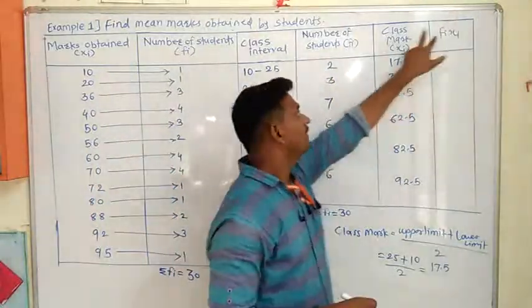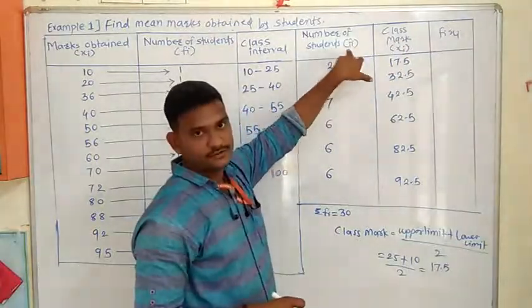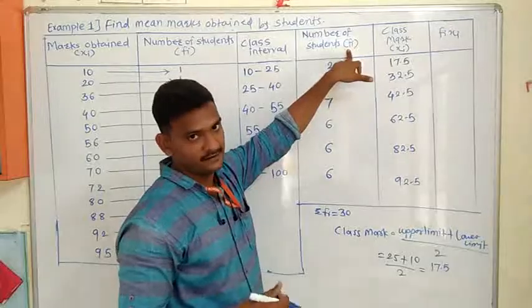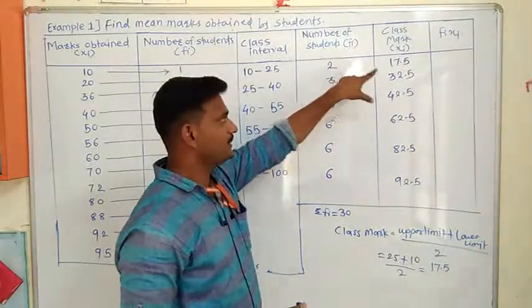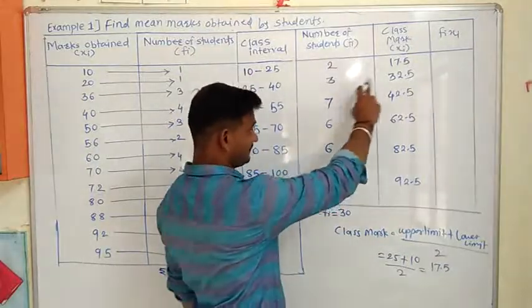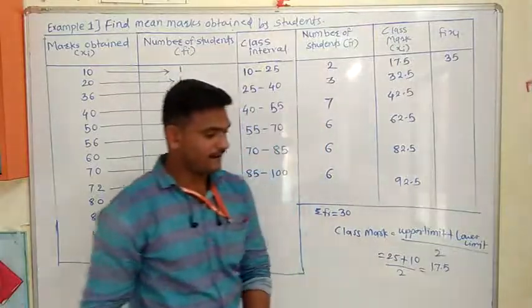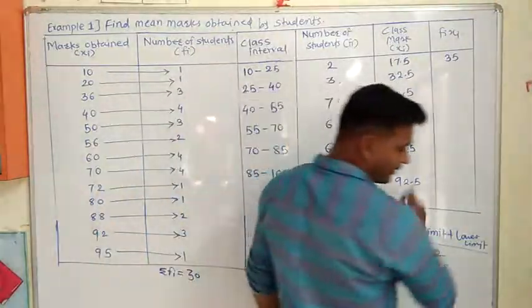Fi into xi. Here the class mark is indicated by xi, and the number of students is the frequency, Fi. Now we have to multiply them. 2 into 17.5 is equal to how much? 2 into 17.5 is 35.